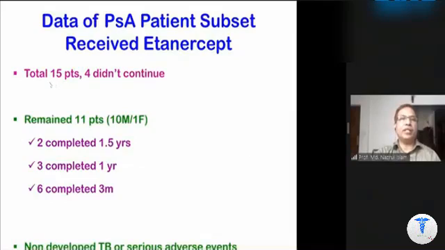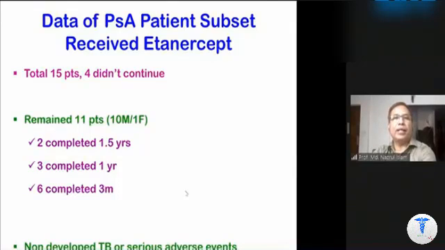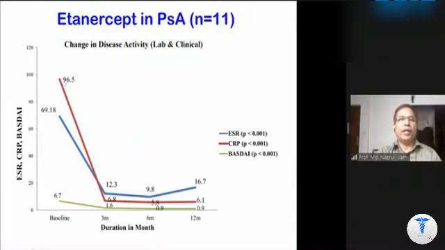Interestingly, in that series, only 15 patients had psoriatic arthritis, and out of the 15, 4 didn't continue. Of the 11 patients, 2 completed 1.5 years, 3 completed 1 year, and 6 completed 3 months, and none developed TB or serious adverse event. With ESR, CRP and the BASDAI I am showing you, the agent was found effective at 3 months, from baseline to 3 months, both in terms of the markers as well as the disease activity, and the efficacy persists for months.